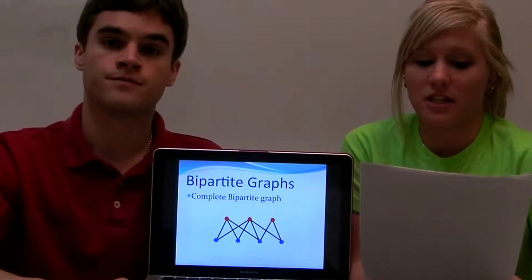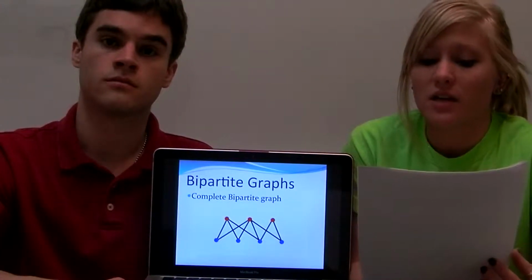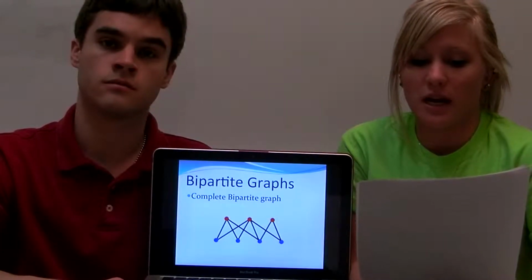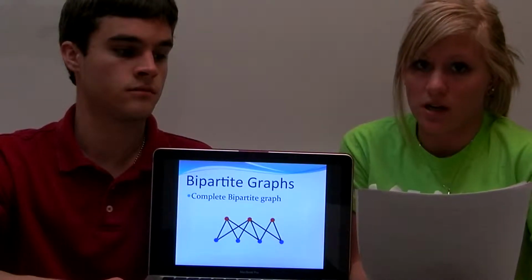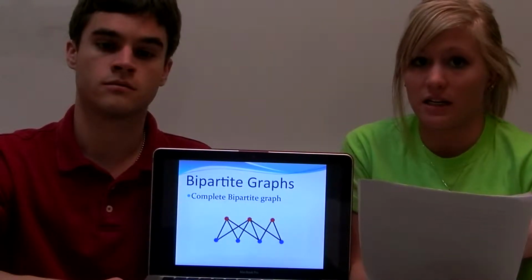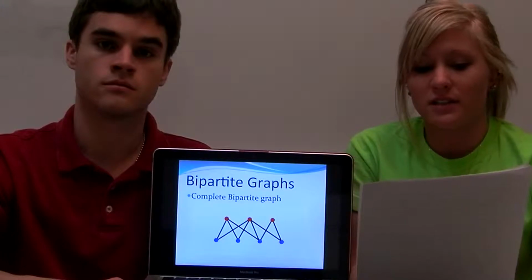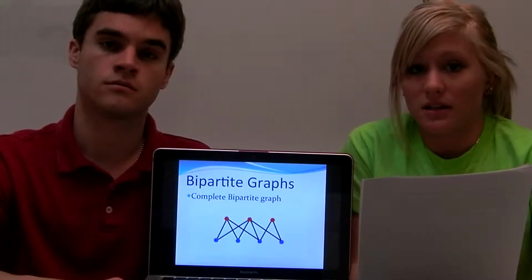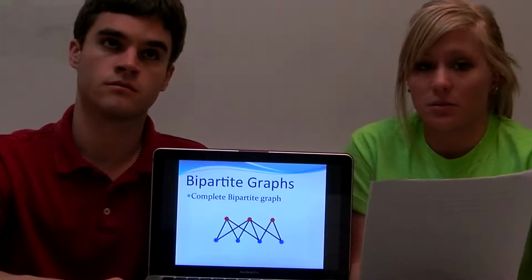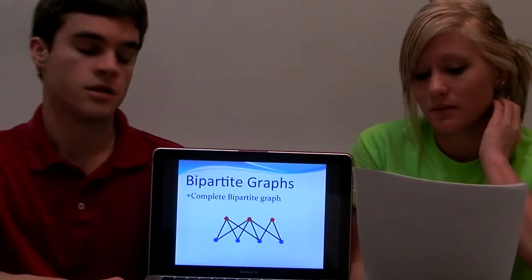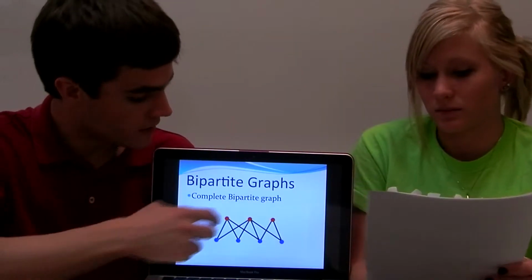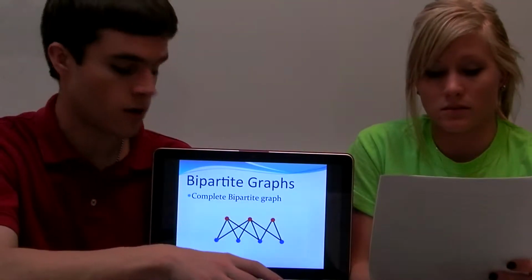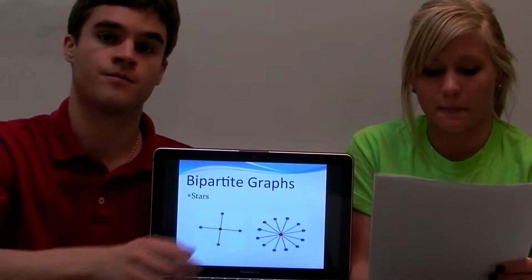A complete bipartite graph is a type of bipartite graph, and to be qualified as complete, a graph must be created in such a way that for any two vertices, where vertex 1 is in set A and vertex 2 is in set B, vertices 1 and 2 are connected by an edge. In other words, for every point there is an edge connecting it to all the points of the opposite set. So in this example, this point right here, which is red, is connected to all blue points, and all blue points are connected to all red points.